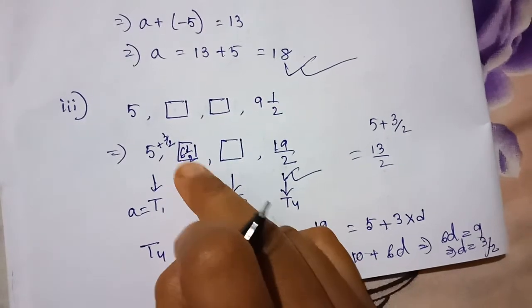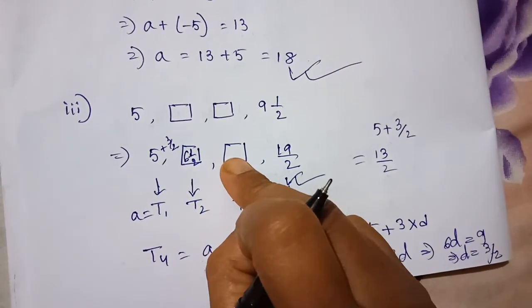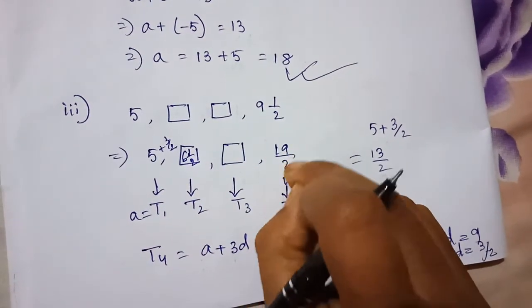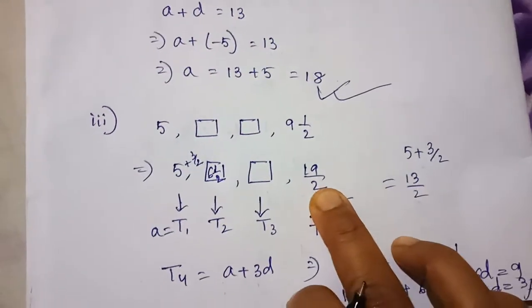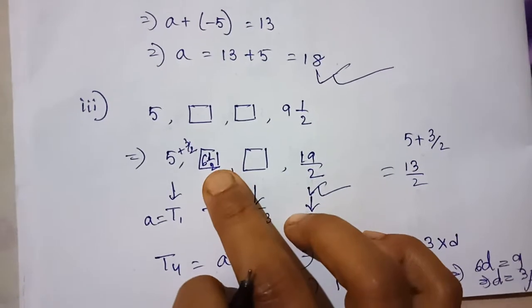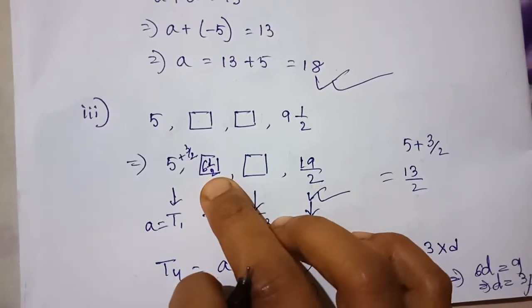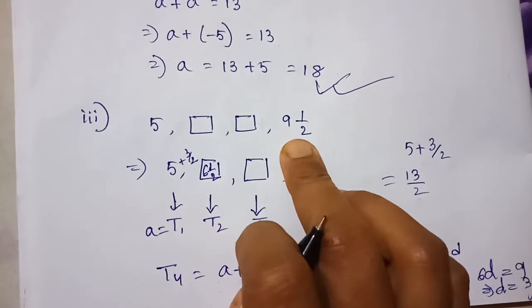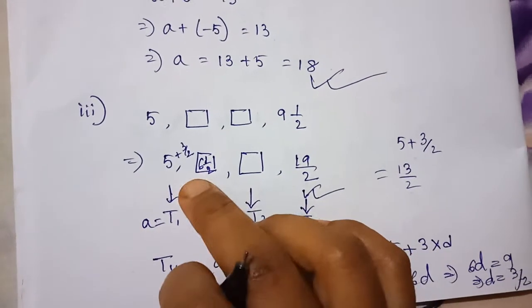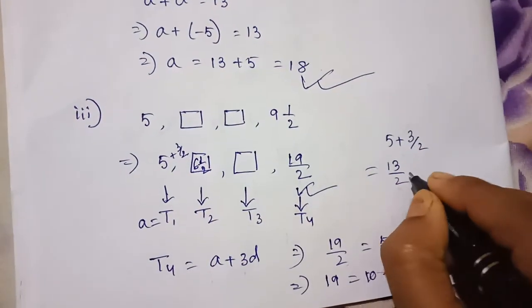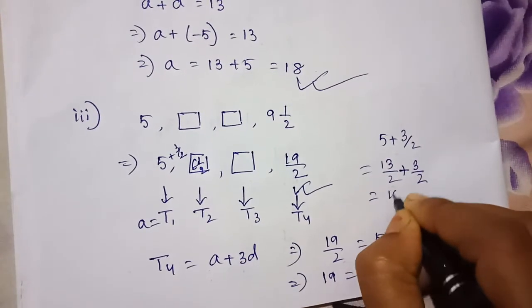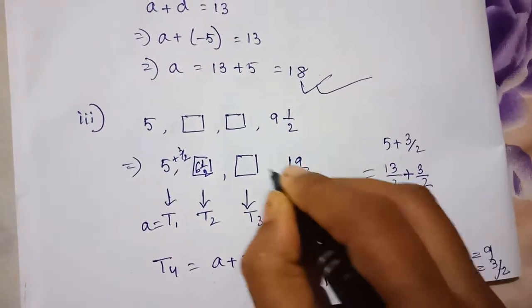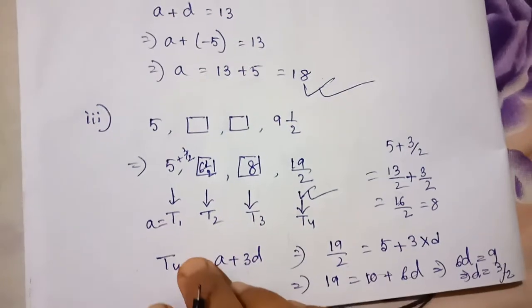Okay, 6 whole 1 by 2. Now this one was already given in mixed fraction form, and this is in improper. So we will find out the answer in mixed fraction because the question is given in mixed. So 6.5. The next one will be 13 by 2 plus 3 by 2. So it will be 16 by 2. Ultimately it's 8. So it will be 8 here.